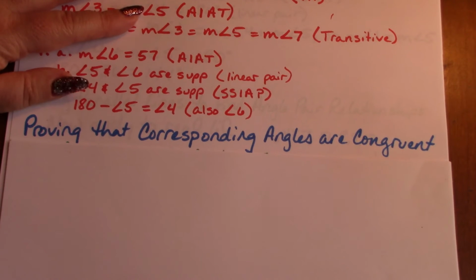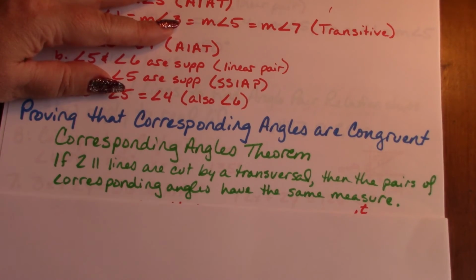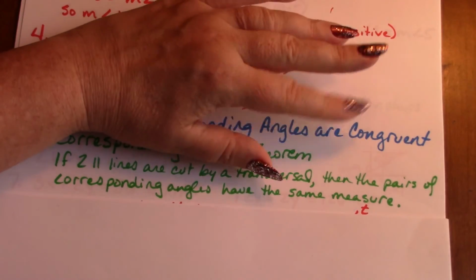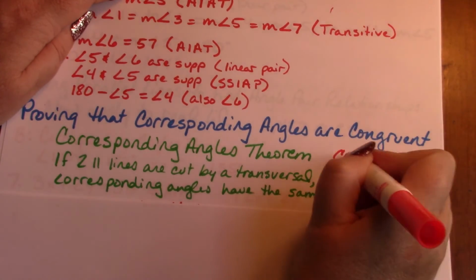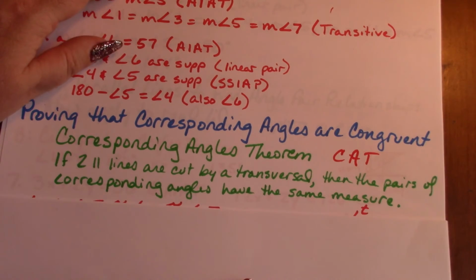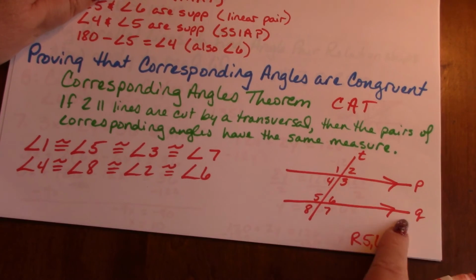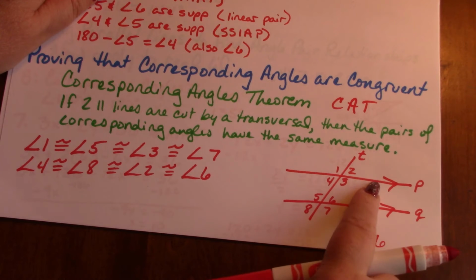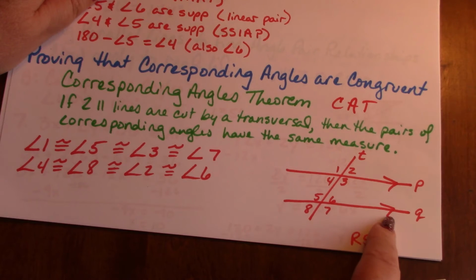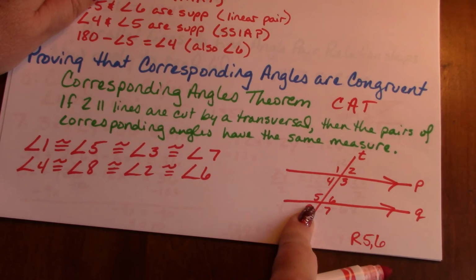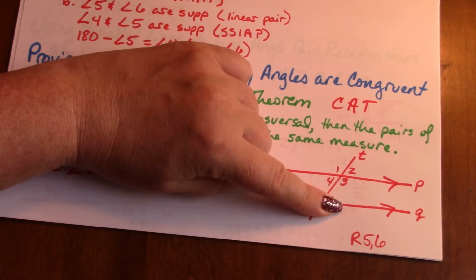Next thing we're going to do is prove that corresponding angles are congruent. Now remember that corresponding angles means whatever spot it is on this part, it is the same spot on that part. So the corresponding angles theorem, which is CAT, says that if two parallel lines are cut by a transversal, then the pair of corresponding angles have the same measure. So if we know these are parallel, then with one transversal, all 4 of these angles are going to be congruent to all 4 of these angles.